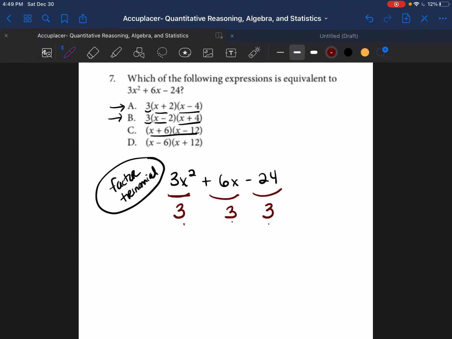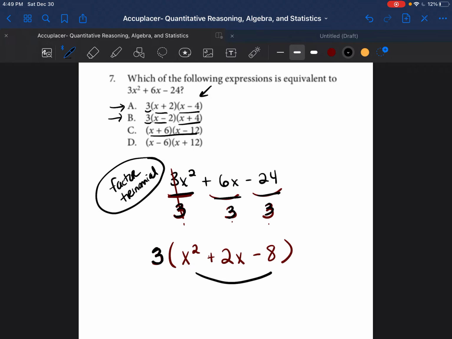So what happens when we take out the 3 and factor it? So 3x squared divided by 3, the 3's cancel out, and you're just left with x squared. 6x divided by 3, 6 divided by 3 is 2. The x is left over. And then negative 24 divided by 3 is negative 8. So what we did was we took out the greatest common factor, and then we divided each part by 3, and this inside is what we're left with.